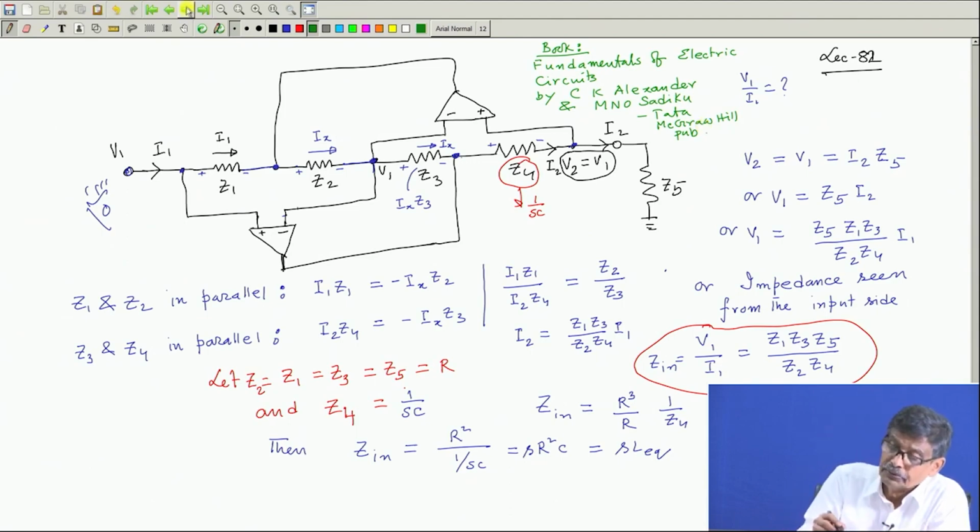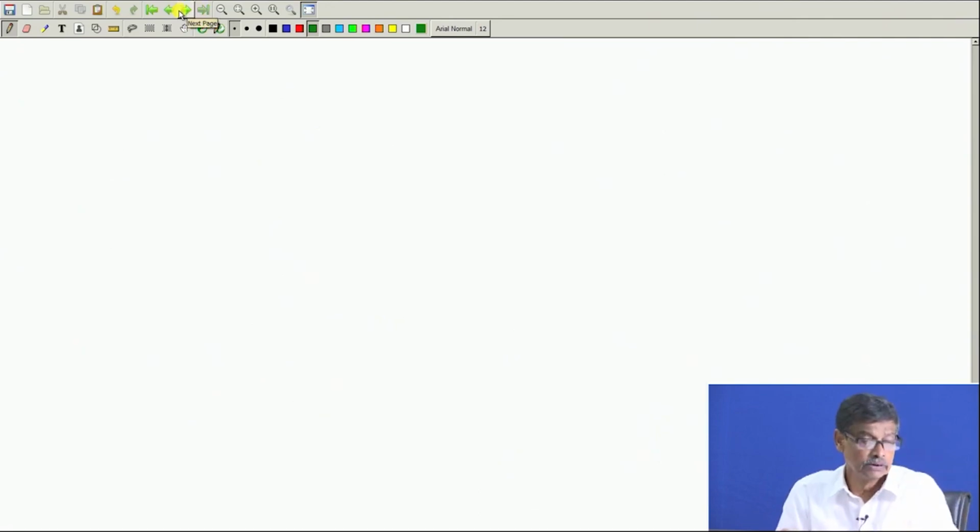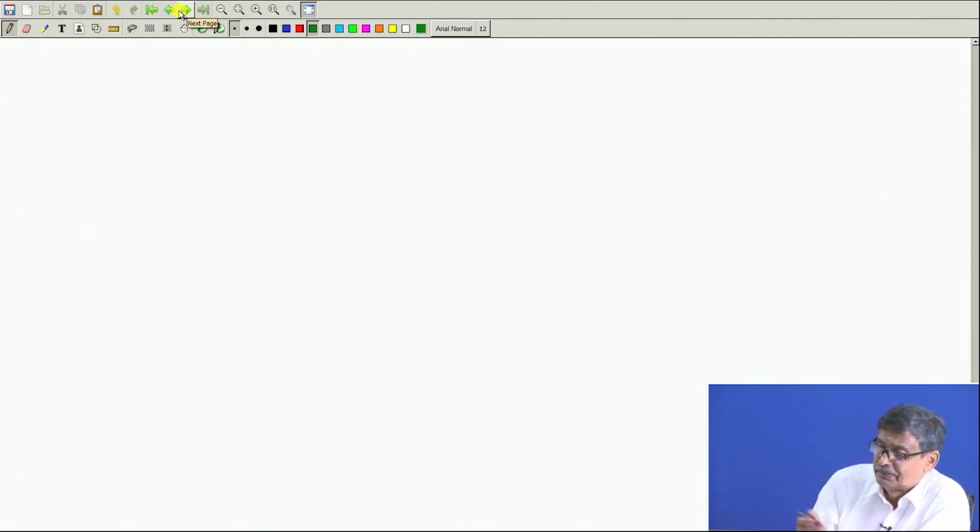Now, today, this being the last lecture, I will try to summarize the whole course. Before that, while going back myself, I found only one theorem I forgot to mention. Briefly I will tell it, a very simple theorem, and that is called Millman's theorem. Very simple theorem, but useful.